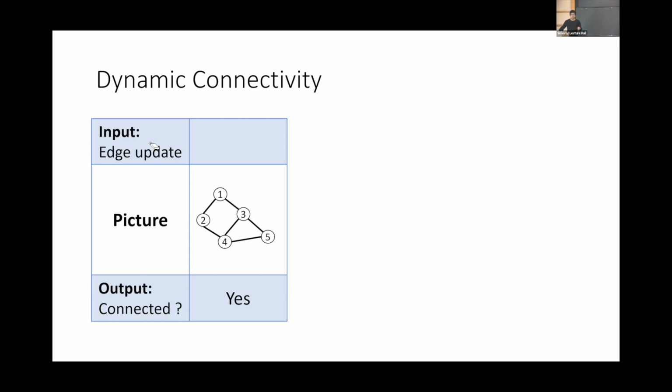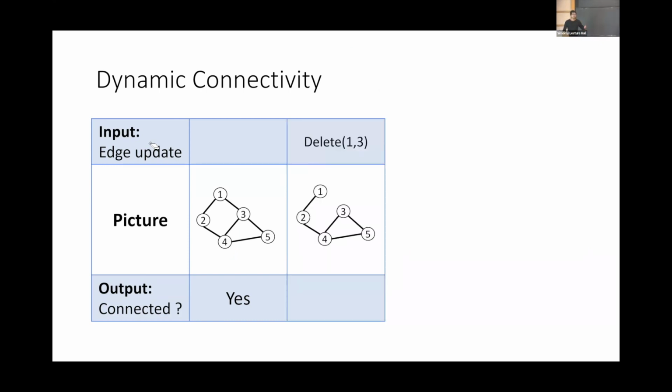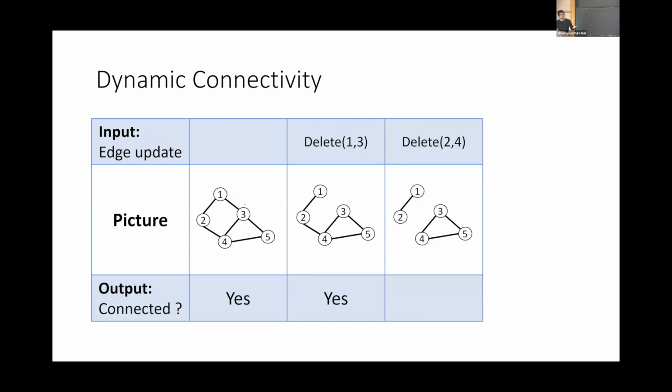But this is a dynamic version of the problem. So there's going to be a sequence of updates. For example, there is a sequence of edge updates, like deleting one edge here. One edge is deleted, and now you need to answer whether the graph remains connected or not. Here you just answer yes. And then the next update comes, you answer again. Now the answer is no because they are not connected anymore.